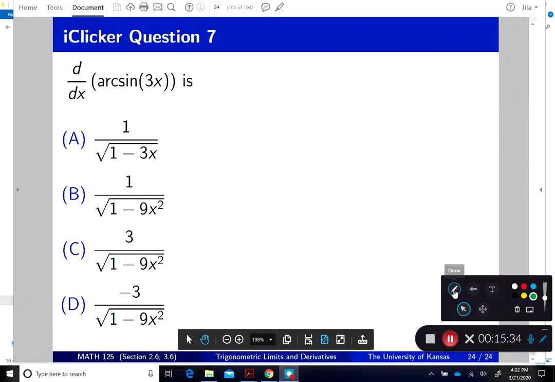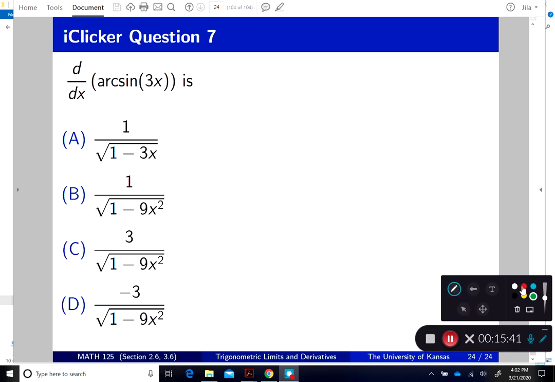Now we're doing another iClicker question, iClicker question 7. Let's read this, then pause your videos and figure out the answer, and we'll figure out the answer together. So we're trying to find the derivative with respect to x of arc sine of 3x. After you pause, let's find the derivative.